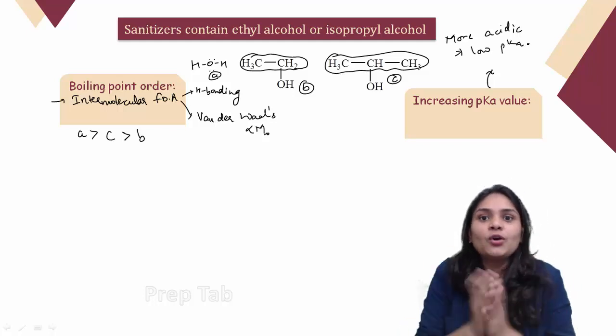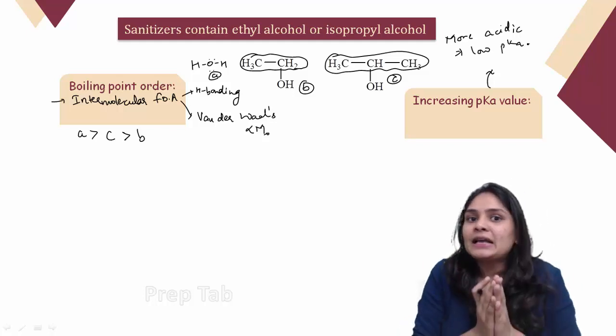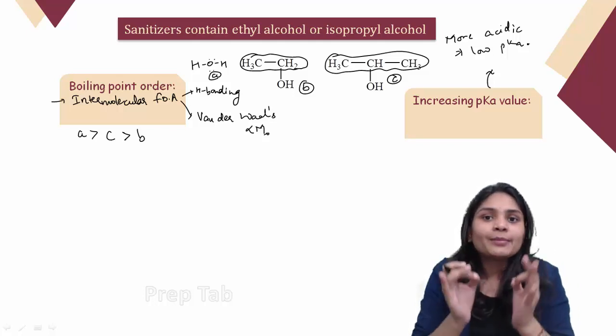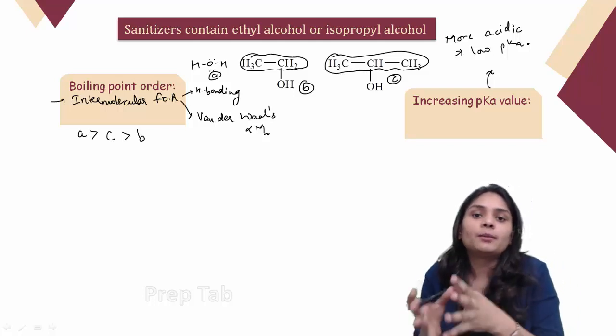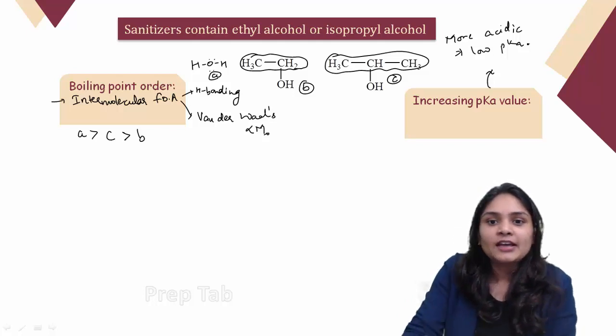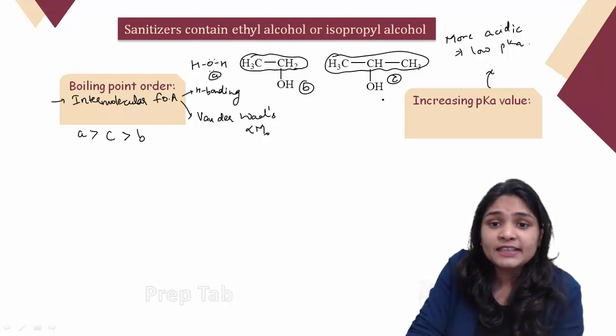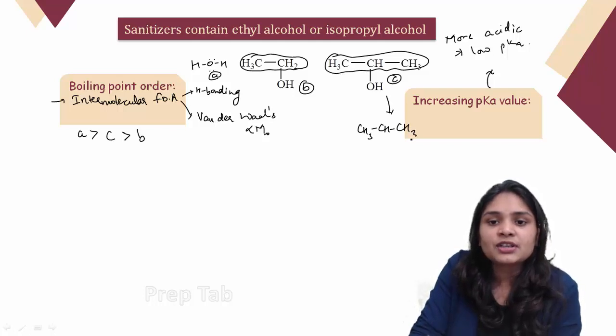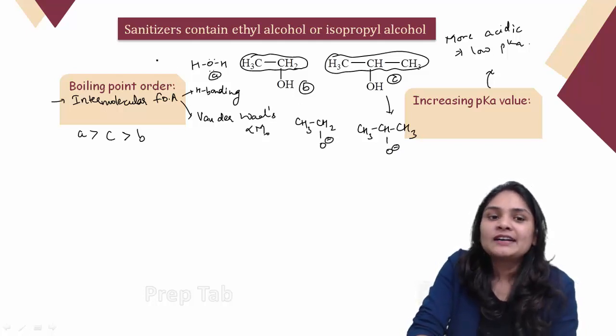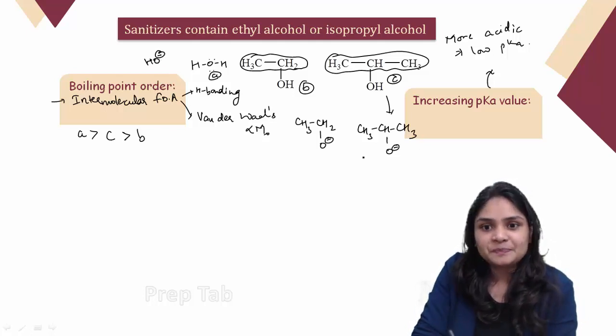Okay. So to check the acidic strength, the best method is to make the conjugate of it. So if I make the conjugate of C, it will be CH3O minus. B, it will be CH3CH2O minus. Water, it will be HO minus. So these are the conjugates.